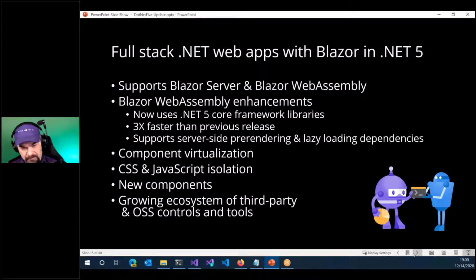So Blazor WebAssembly now uses .NET 5 core framework libraries instead of Mono. So you're going to see the exact same libraries in both places, whether you're running on the server or you're running in the browser. You're going to see 3 times the speed of the previous release. That's crazy. 3 times the speed of the previous release.